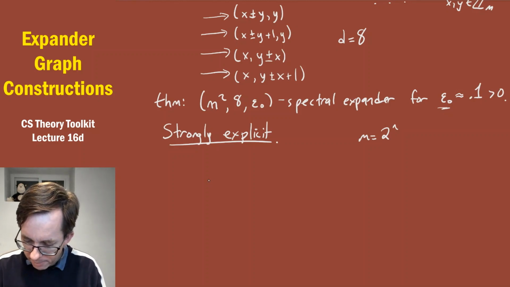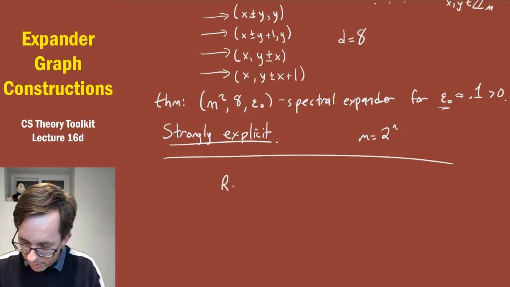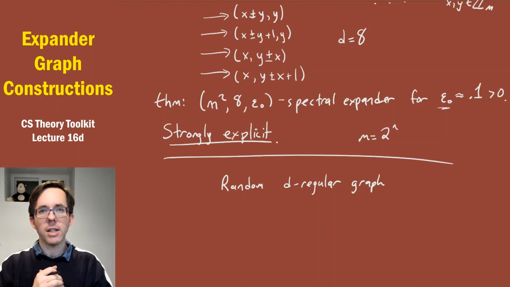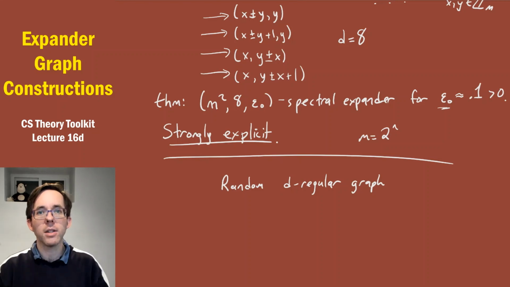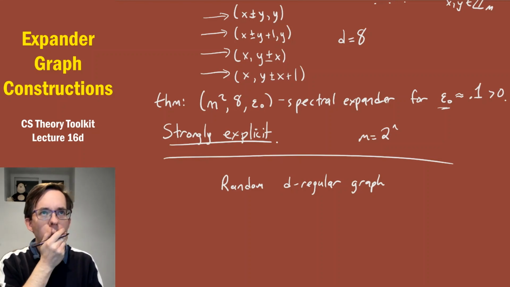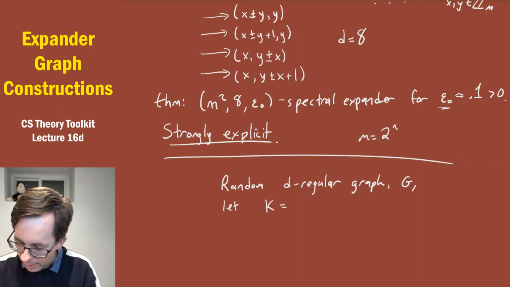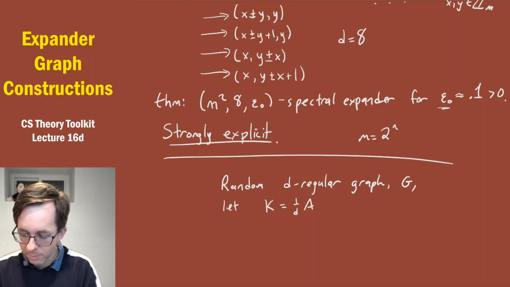Perhaps a better way to look at it in the context of a random d-regular graph: a good way to get such a graph, by the way, when n is even, is to pick d random matchings on the n vertices. It's very clear how to pick a random matching, and then you just superimpose them. This is a good way to get a random d-regular graph. In a random d-regular graph G, let K be 1 over d times the adjacency matrix A, as usual.